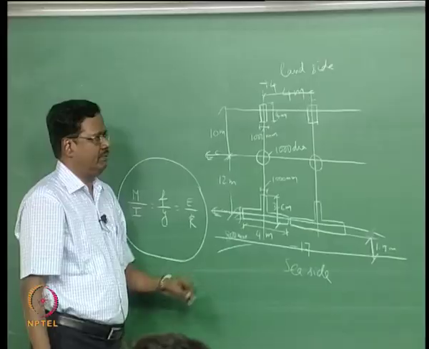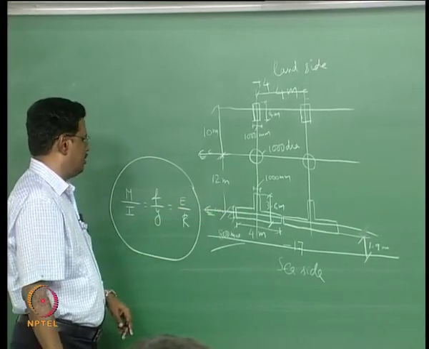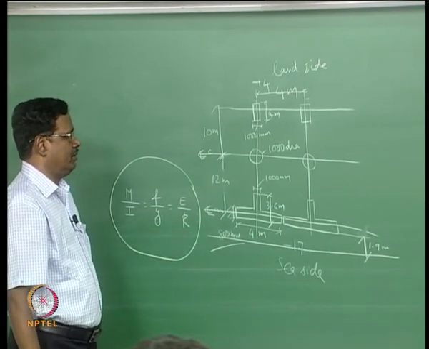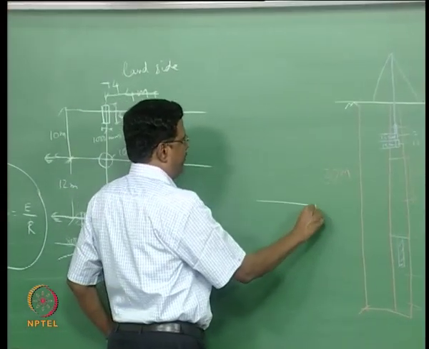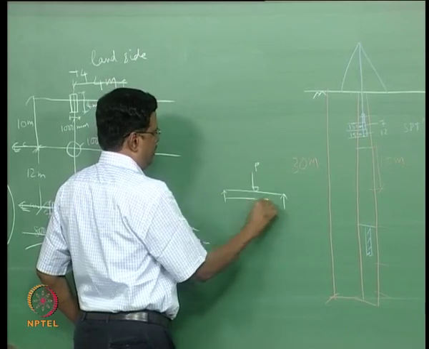This main diaphragm wall is subjected to a lot of earth pressure and the deflection is to be reduced. What is the deflection for a simply supported beam subjected to point load P?